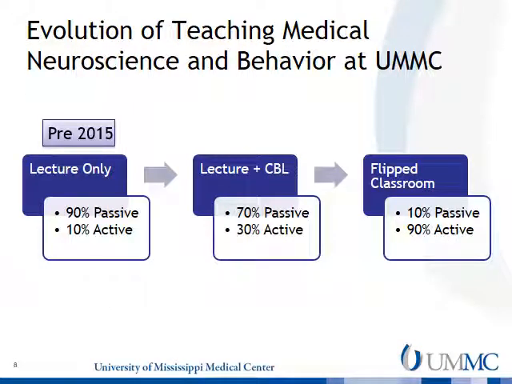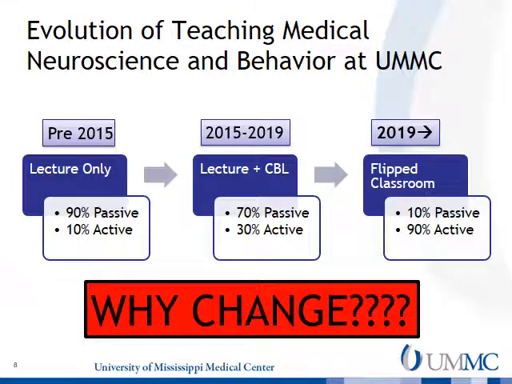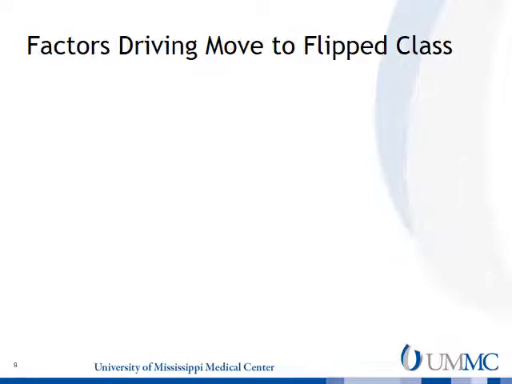Prior to 2015, most neuroscience-related content was presented in lectures, with the students assuming a relatively passive role. Over the 4 years from 2015 to 2019, student learning was shifted to more active-based learning, but still relied heavily on lectures. 3 years ago, we began using a flipped classroom approach where almost all class time involves active student participation. So why change? There are a lot of reasons driving the shift to a flipped classroom.